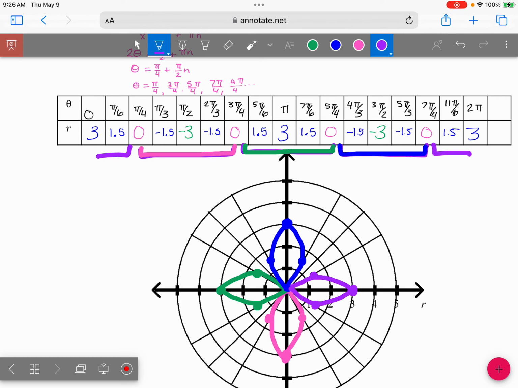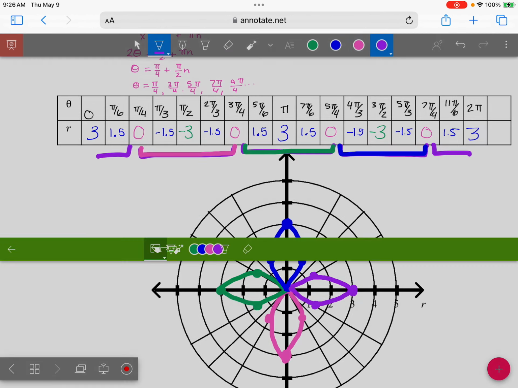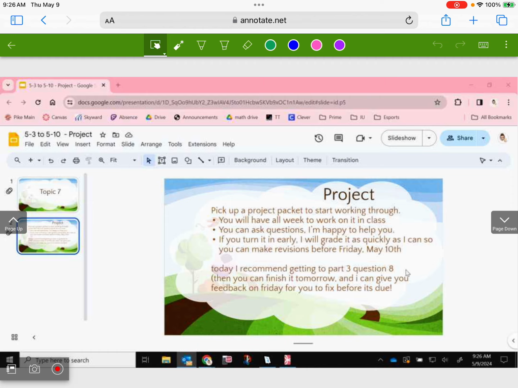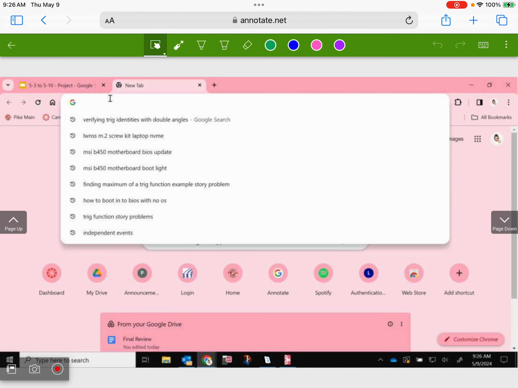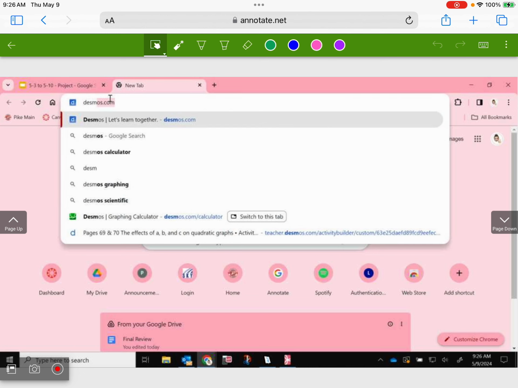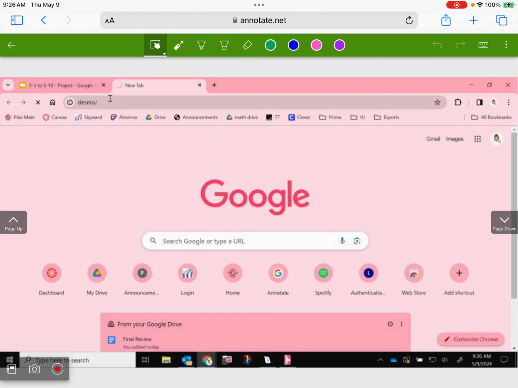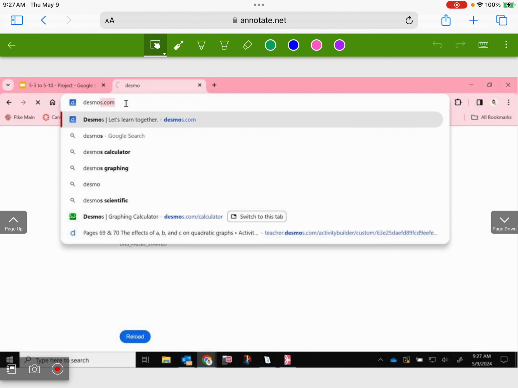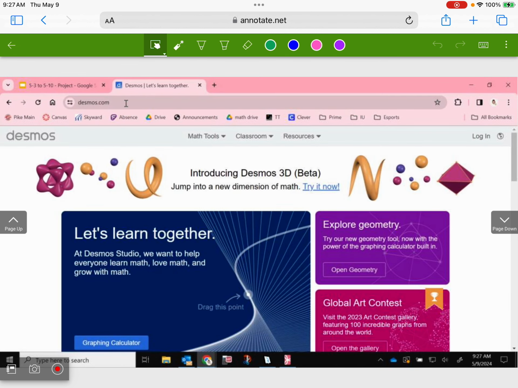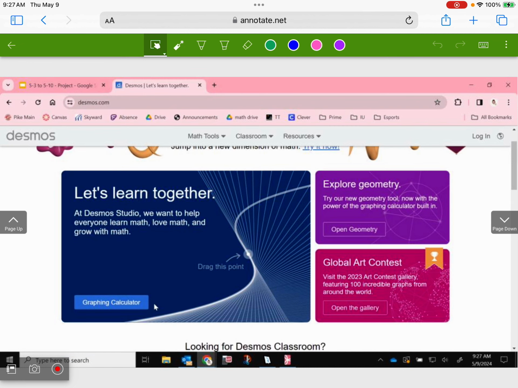Okay, so the next thing I'm going to show you might make you slightly mad because it's going to be really easy. Because what we're going to do is I'm going to go on to Desmos, and I'm going to show you how to graph these on the computer. So it's desmos.com. And we can go to the graphing calculator.